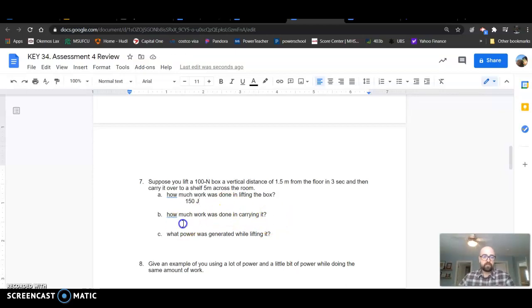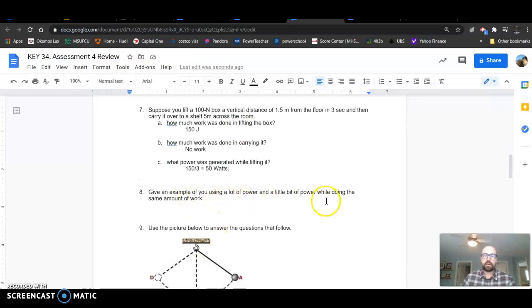Now here, this is something we talked about in class: the force has to be in the same direction as the distance. And here I'm carrying it, so I'm putting an upward force on it, but moving it horizontally. So no work is done in that situation because the force and displacement, or force and distance, are perpendicular to each other. They're not in the same direction. And then here, power is work, 150, divided by time, which was 3 seconds. So 150 divided by 3 gives me 50 watts.